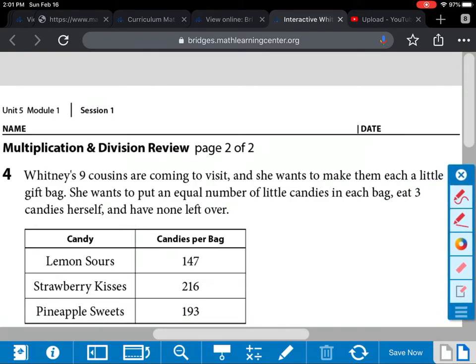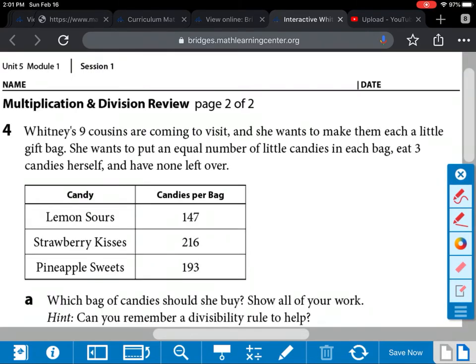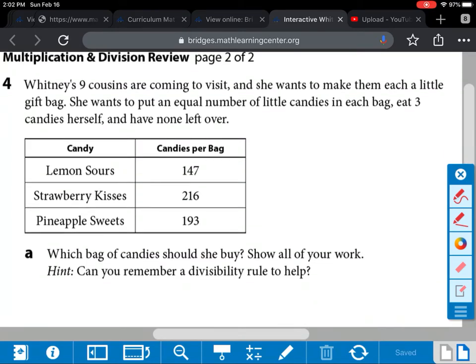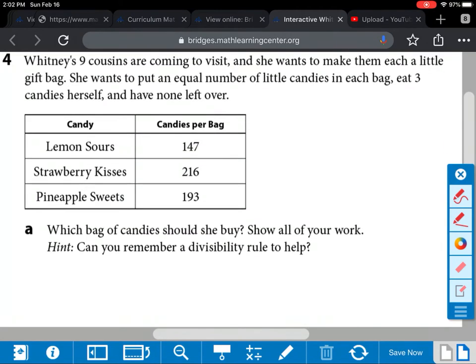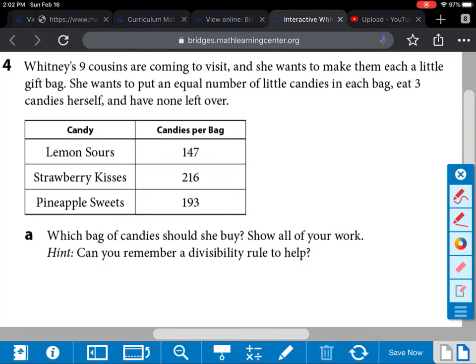So our word problem says Whitney's 9 cousins are coming to visit and she wants to make them each a little gift bag. Oh, Whitney, that's so nice. She wants to put an equal number of little candies in each bag, eat 3 candies herself, and have none left over. So we have to figure out in part A which bag of candy should she buy. We need to show our work.